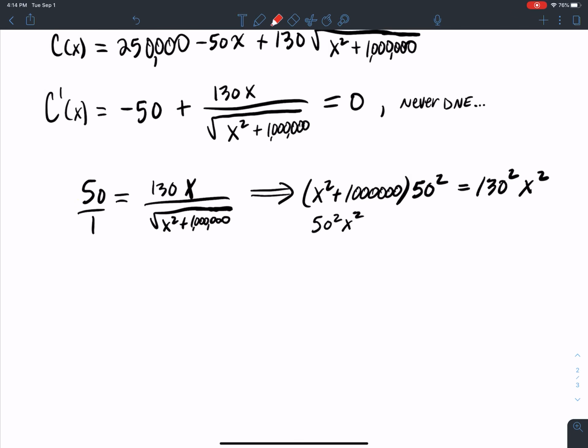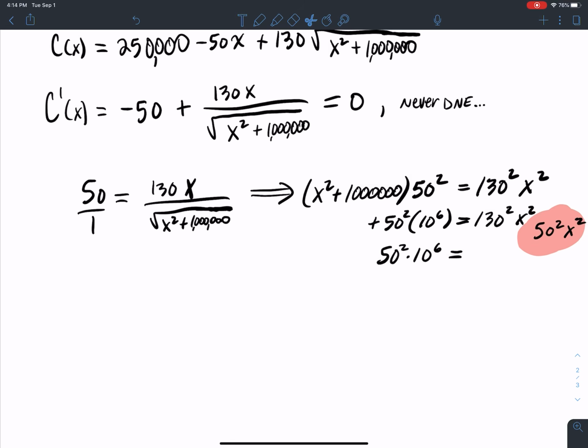So what I want to do now is I'm going to distribute to get 50 squared x squared, and then once again what I said, 50 squared times 10 to the 6th. That's just 10 to the 6th right there. Equals this right here. Okay? So what I'm trying to do is I'm going to leave this on that side, and I'm going to move this over to the other side. To do that, I need to subtract. So I subtract 50 squared x squared, and I notice that both terms have an x squared in them, so I'm going to factor that out.